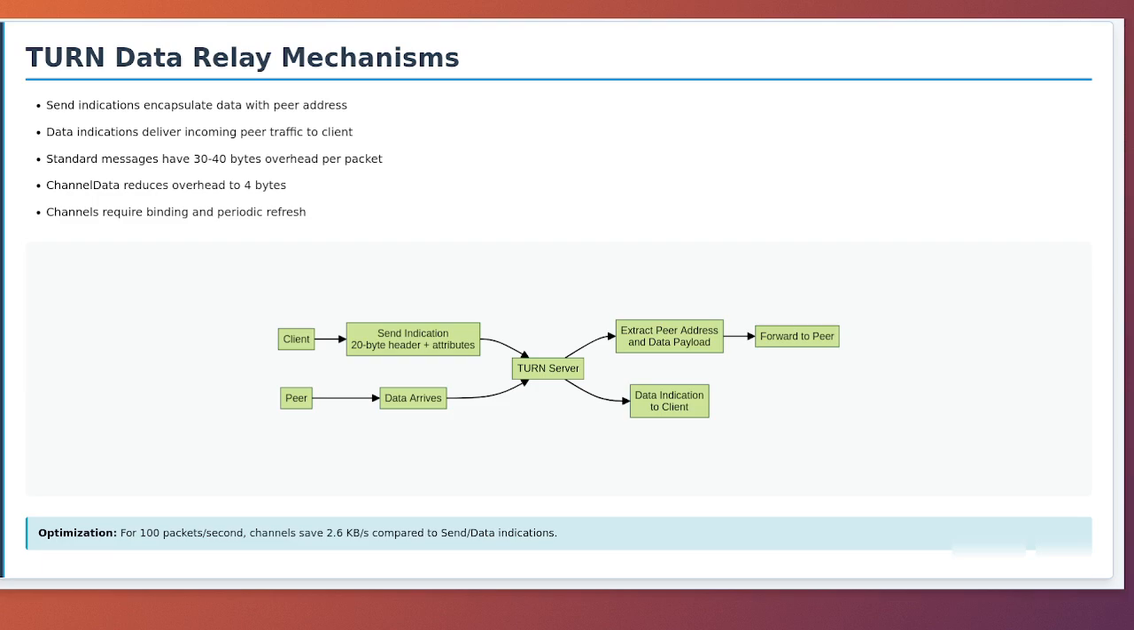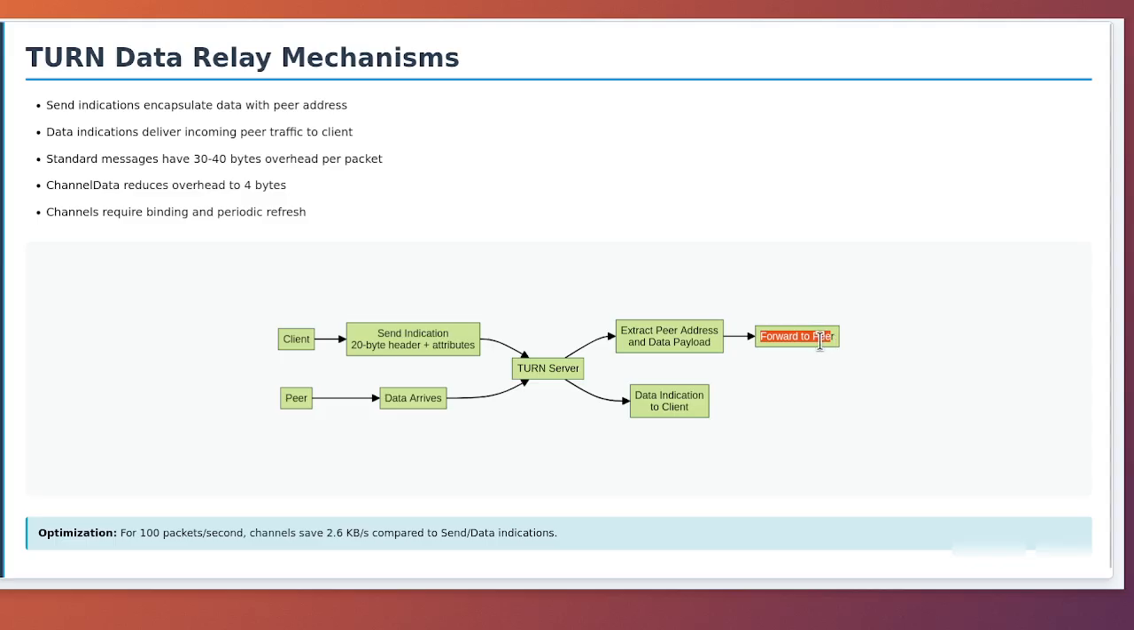The send indication is used by the client to send data to a peer through the TURN server. When the client wants to send data to a peer, it encapsulates the data in a TURN send indication message. This message includes the XOR peer address attribute containing the peer's IP address and port, and the data attribute containing the actual payload to be relayed. The TURN server receives this send indication, extracts the peer address and data, and forwards the data to the specified peer as a normal UDP or TCP packet. The server doesn't forward the TURN message structure, just the raw data from the data attribute.